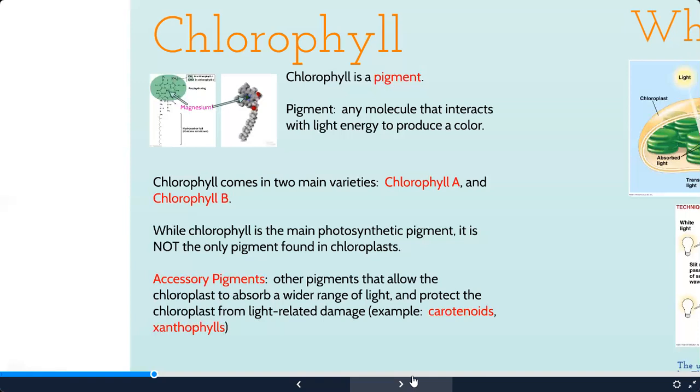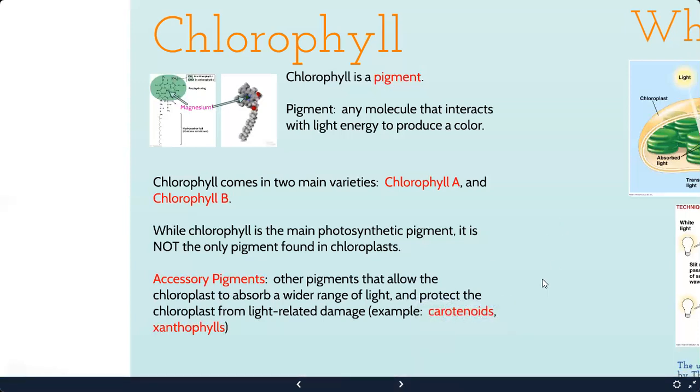For carotenoids, they reflect the orange-red end of the spectrum, but they absorb green and blue and violet. And then xanthophylls, they reflect blue, but they absorb all the other colors. So that's how that works. So technically, the color that you perceive is not actually the inherent color of an object. It's the color that is reflected away from the object.